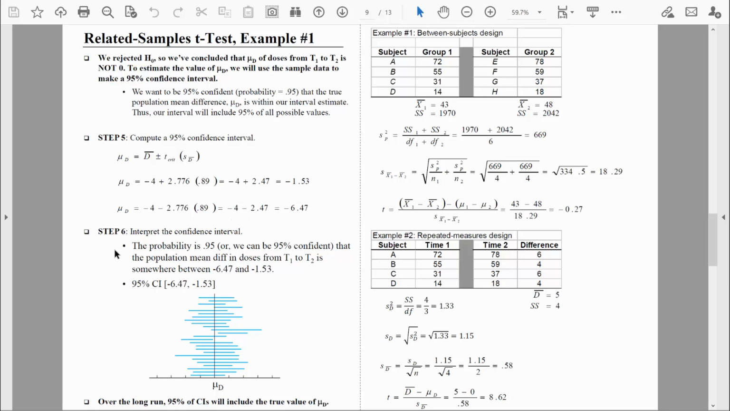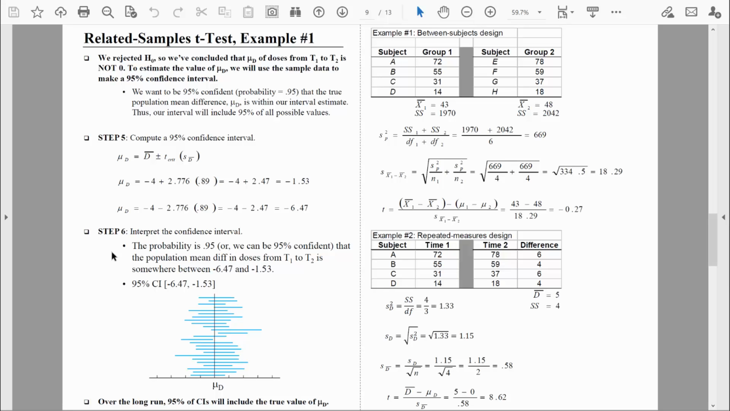Let's interpret those results at step 6. Remember, there are 3 important things that we want to cover. First of all, we need to say something about the probability. We also want to say something about what specifically the confidence interval measures. And what we're trying to find within that confidence interval is the true population mean difference in doses from time 1 to time 2. And then, of course, the third thing that we need to include in our interpretation are the values that make up the lower and the upper limits of that range.